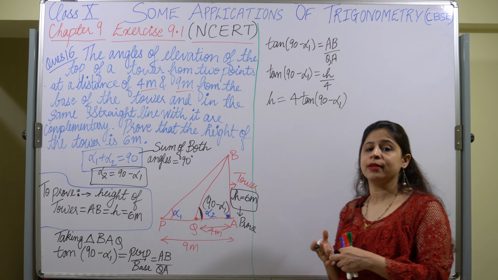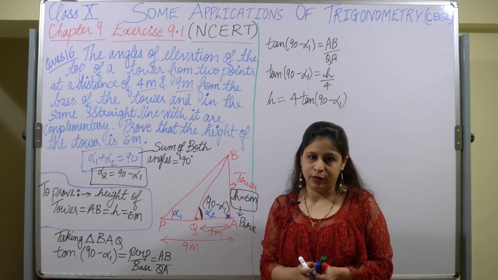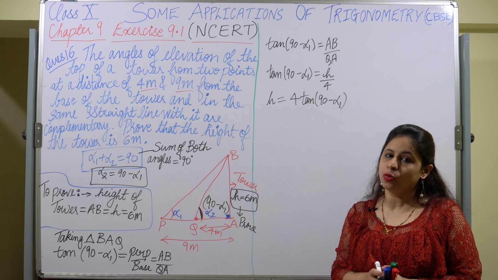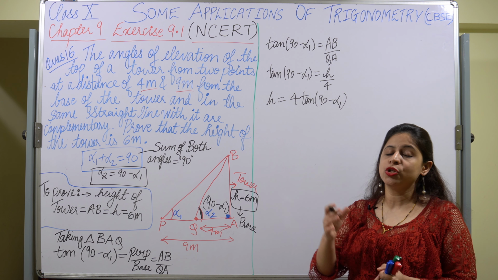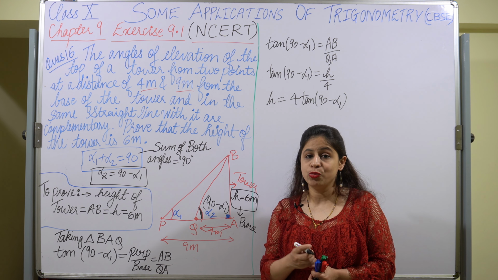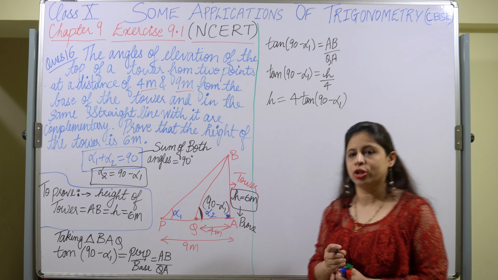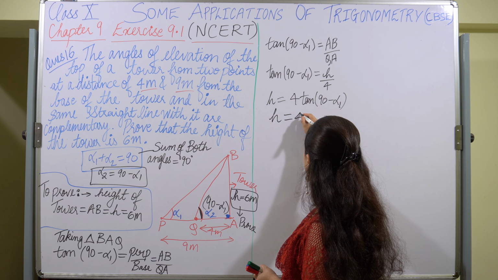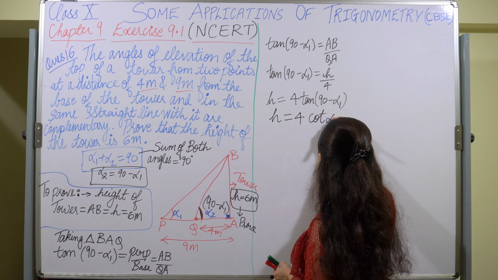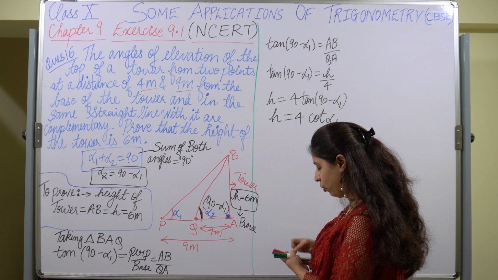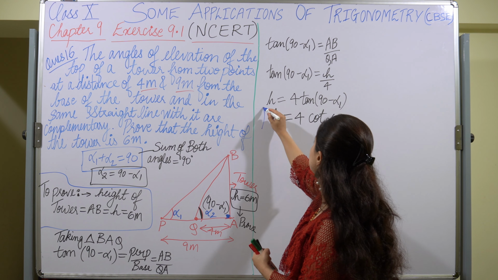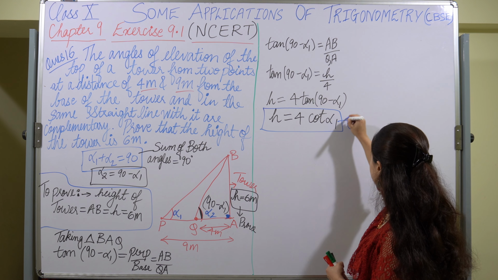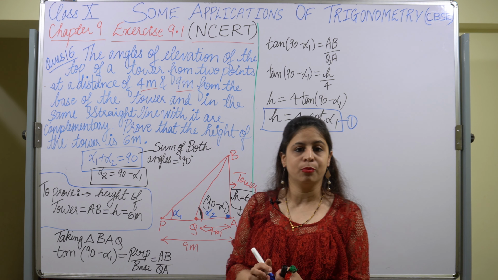Now tan of 90 minus alpha 1 will be equal to cot alpha 1, because tan of 90 minus theta is equal to cot theta, according to the trigonometric properties which we have learned in chapter 8. So H will be equal to 4 cot alpha 1. Let us mark it as equation number 1.